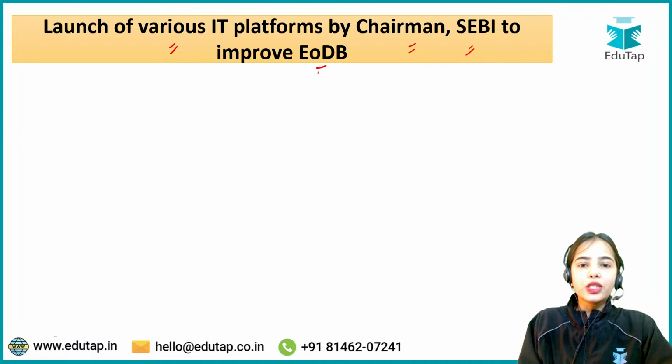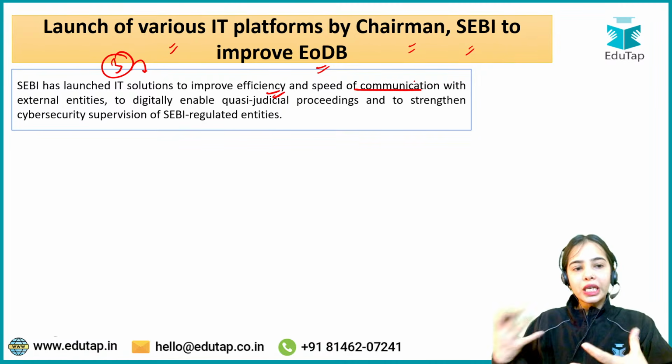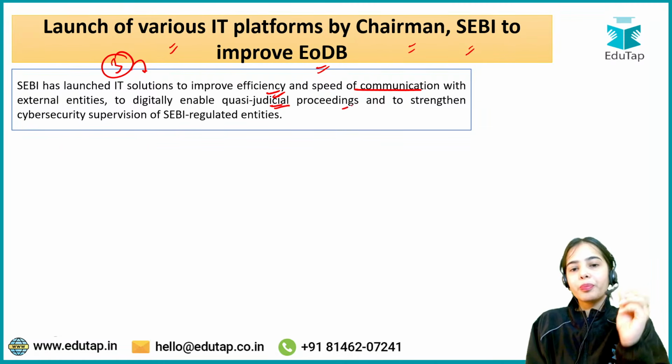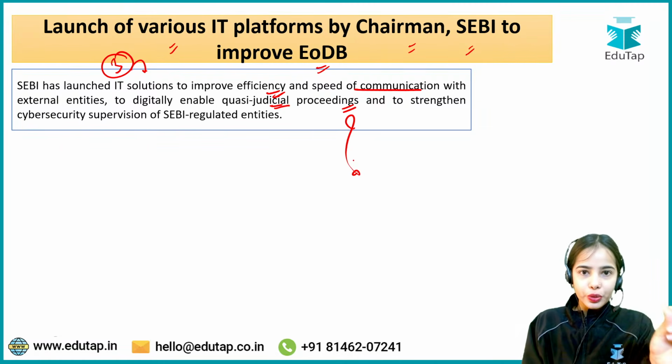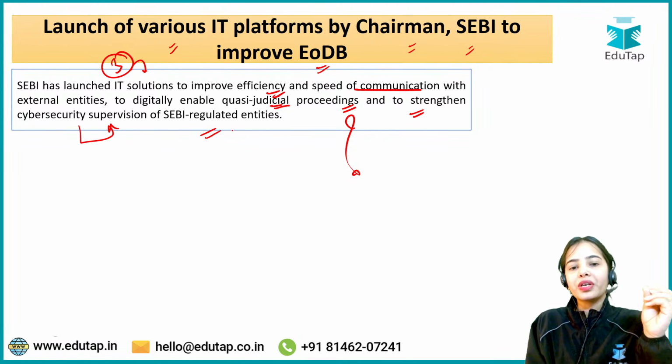Now coming to the next article, regarding the launch of various IT platforms by the chairman of SEBI to improve the ease of doing business. First of all, SEBI has launched 3 IT solutions to improve efficiency and speed of communication with external entities, to digitally enable quasi-judicial proceedings. What are the quasi-judicial proceedings? That we will understand. And to strengthen cyber security supervision of SEBI regulated entities.